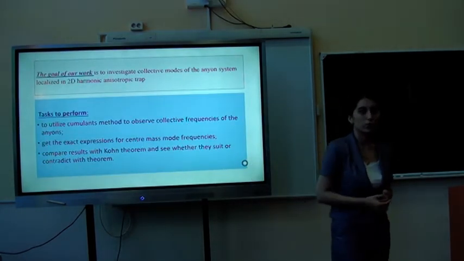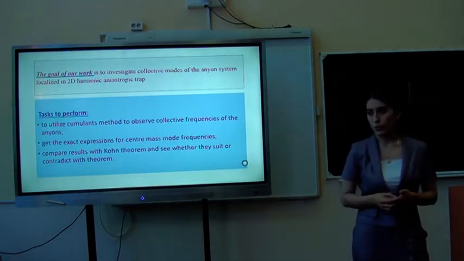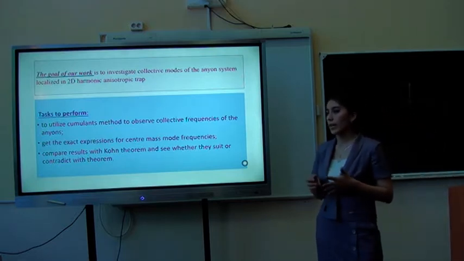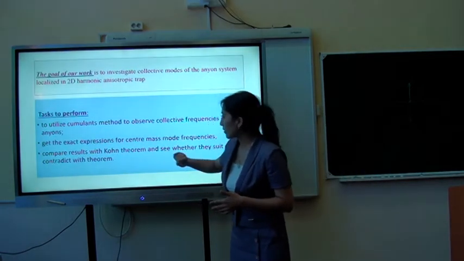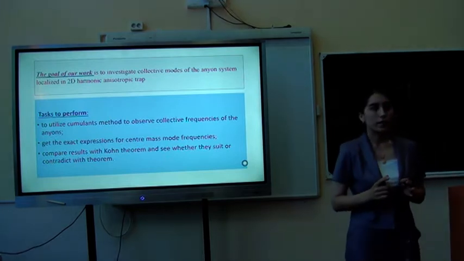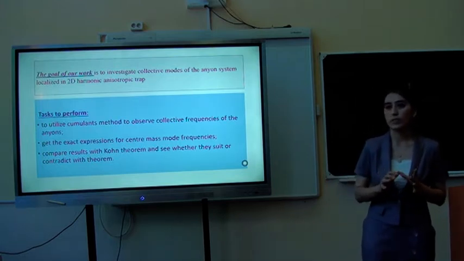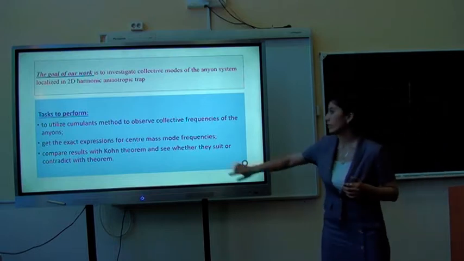Well, the goal of our research is to investigate the collective modes of the anions localized in a 2D isotropic harmonic potential. And in order to achieve this goal, we have to perform the following tasks. First, we must utilize the cumulative method to observe collective modes of the anion system. We should get the exact expressions for the center of mass mode frequencies, and then we should compare the results with Cohn's theorem and see whether it suits or contradicts.